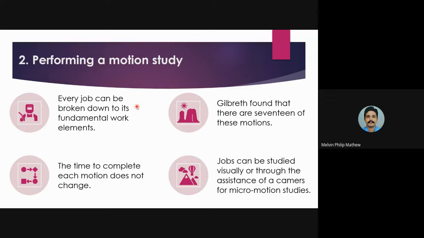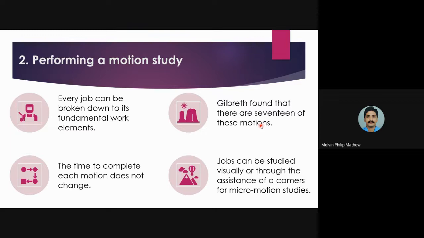Then we have the production section, the package section, the inventory section, so many sections. So a job is classified or broken down into fundamental work elements. We have studied about three contributors to the industries. One contributor, Gilbreth, found 17 of these motions. So what is a motion? We are breaking down a job into fundamental work elements, and he found 17 of them, which we can call motions.